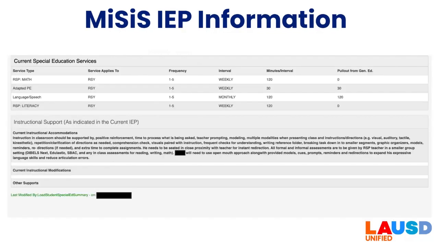On this MySys screen, we can see the current special education services page. It lists the RSP math and literacy minutes in addition to speech and language and adapted PE minutes. For example, adapted PE is 30 minutes weekly and language and speech is 120 minutes monthly. As a side note, RSY stands for regular school year. The current instructional accommodations mention that instruction in the classroom should be supported by positive reinforcement, time to process what is being asked, teaching prompting, as well as additional items. All of this information and the important details and accommodations from the IEP document is located on MySys or also on the hard copy in a student's CUME folder.